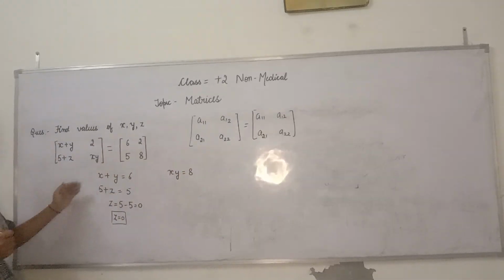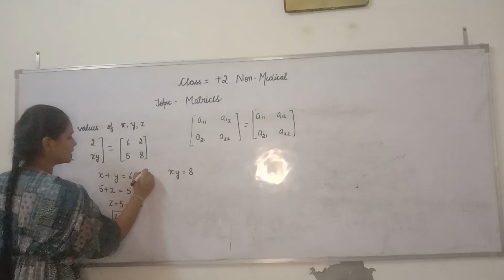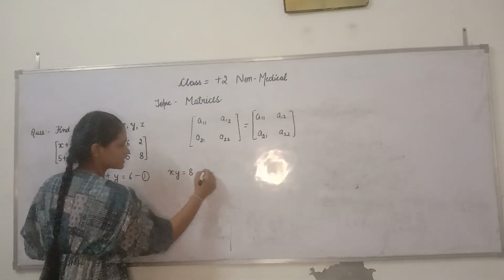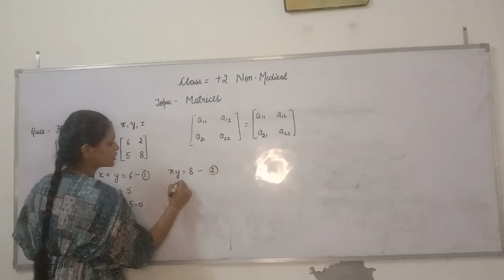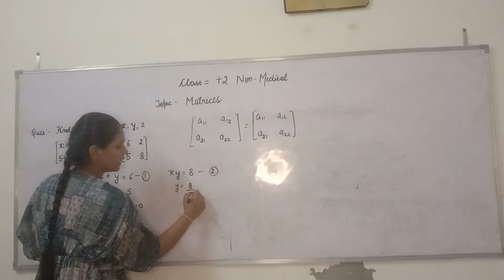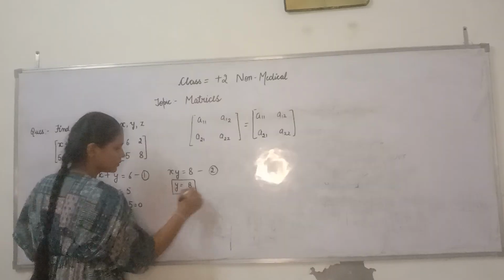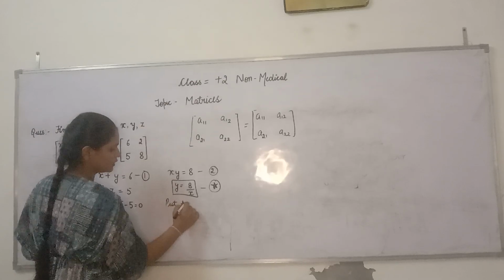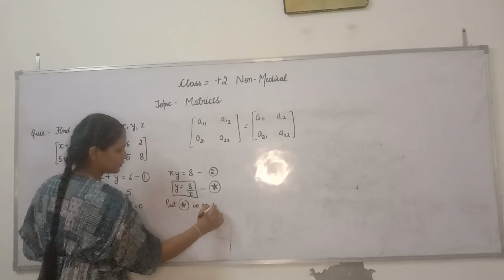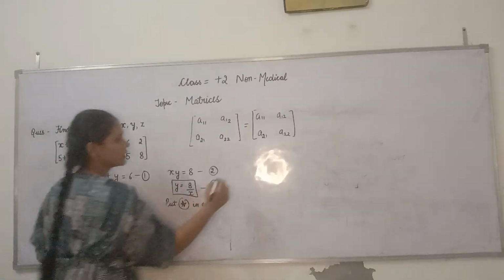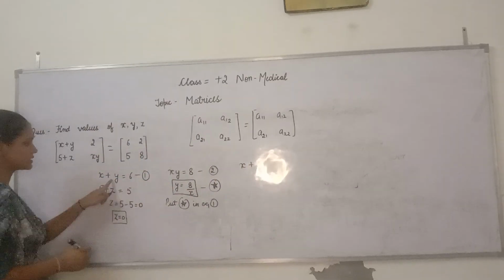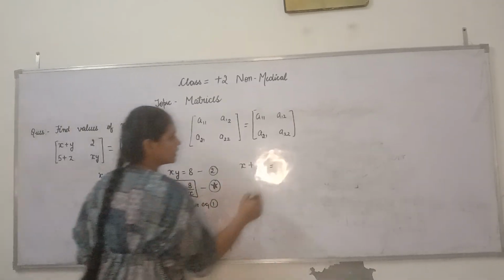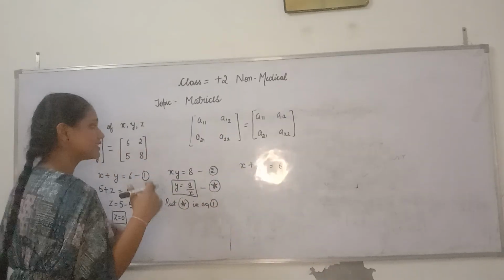8. So here, from the first equation you can calculate the value of either x or y, or from the second equation you can calculate the value y, which should be equal to 8 upon x. Put this star value in equation first. We can get x plus y is equal to x plus 8 upon x, which is equal to 6. Or there is another method.